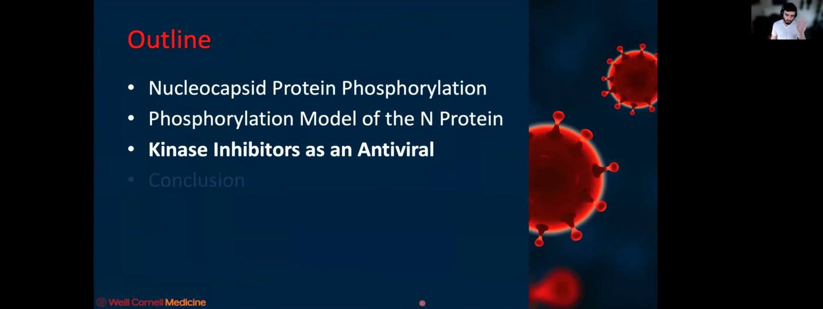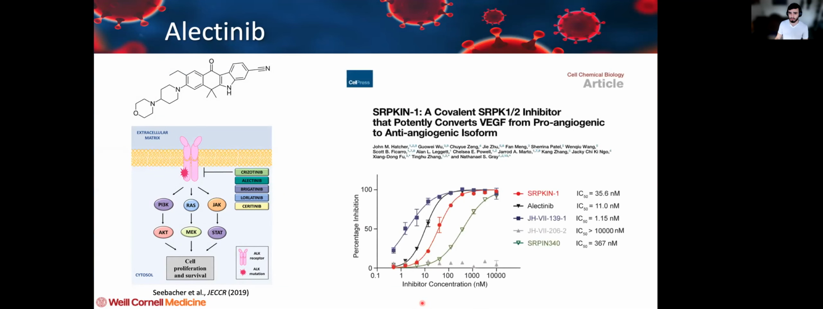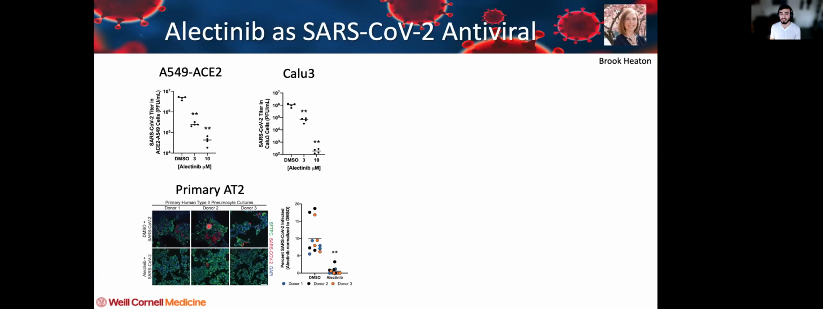And indeed, without going into too many details, I'll just show you that after using molecular inhibitors of SRPK1 and 2 that indeed worked, we tried an FDA-approved drug called alectinib, which is an ALK tyrosine kinase inhibitor, that was shown in 2019 to inhibit also SRPK1 and 2. And you can see here administrating alectinib to either cell lines or primary AT2 cells significantly inhibits the virus.